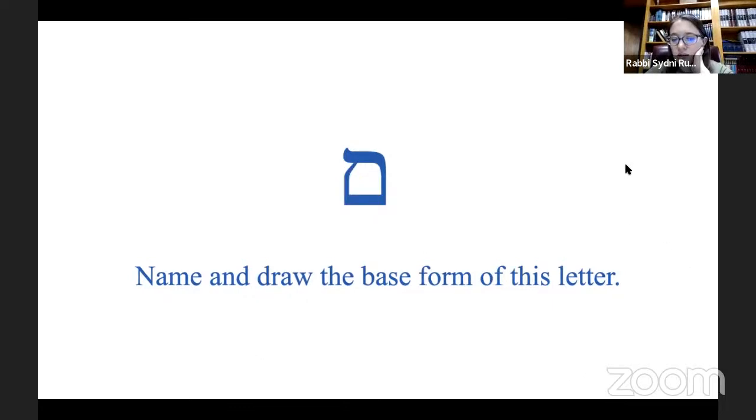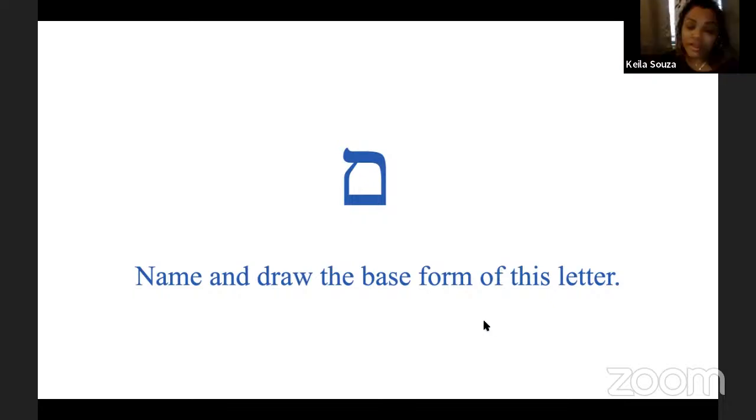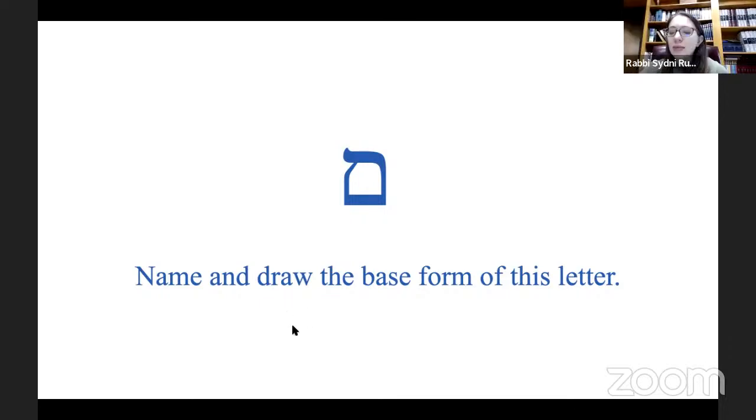All right. How about Kayla? What letter is this? Mem Sofit. Beautiful. And can you draw a mem as it would be in the middle of a word? I do. I have now. You got a mem? That's beautiful. That's a beautiful mem Sofit. Anyone here, would you be able to draw a mem as it would be in the middle of a word?